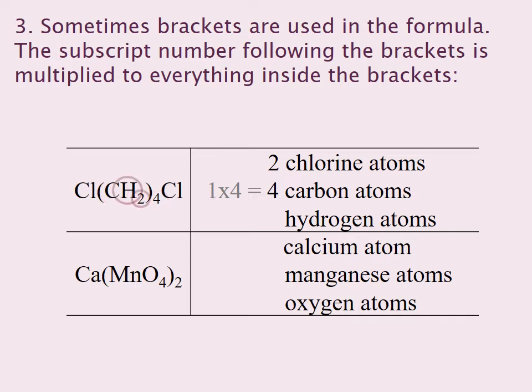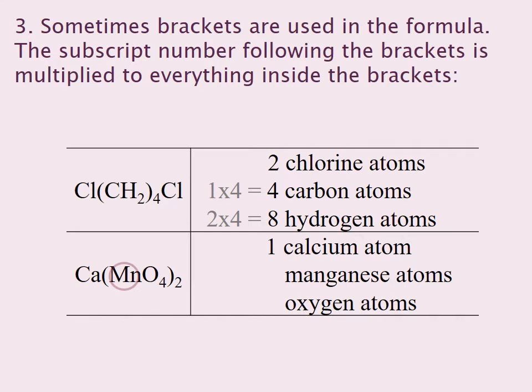H, there's 2 of them. It is also inside of brackets, so I have to multiply it by the 4, giving me a total of 8 hydrogen atoms. Ca, there's 1 Ca, and I know the C goes with the A because the A is lowercase, so it belongs to the C that preceded it. And there's only one of them, so I have 1 calcium atom.